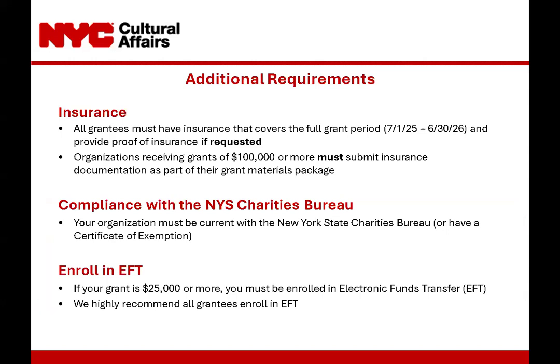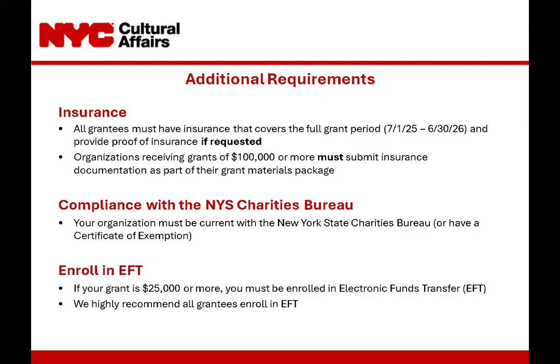There are 3 additional requirements to be aware of. 1. Insurance. All grantees must have insurance that covers the full grant period, July 1 through June 30th, and provide proof of insurance if requested. However, only organizations receiving grants of $100,000 or more are required to submit insurance documentation to receive initial payment. If you do not see fields for uploading insurance documents in your payment checklist, then you are not required to submit insurance documents at this time. For those who need to submit insurance documents, we will review those requirements shortly.